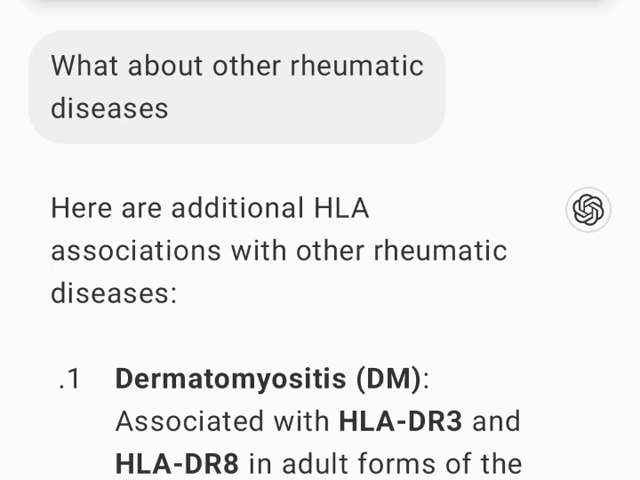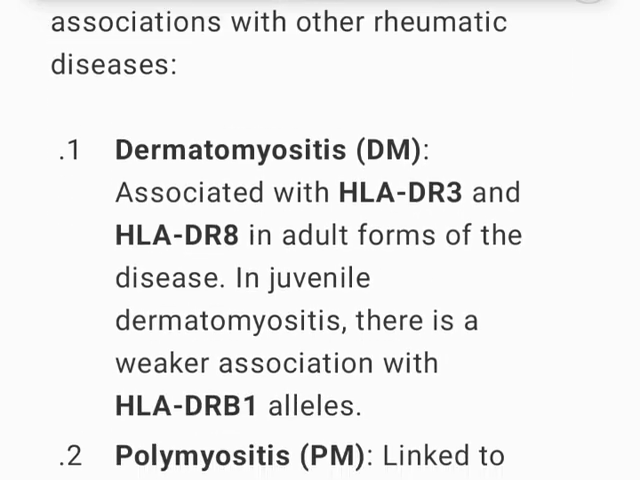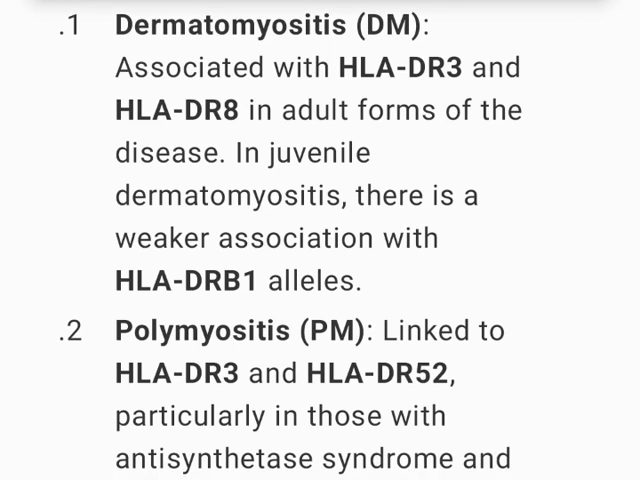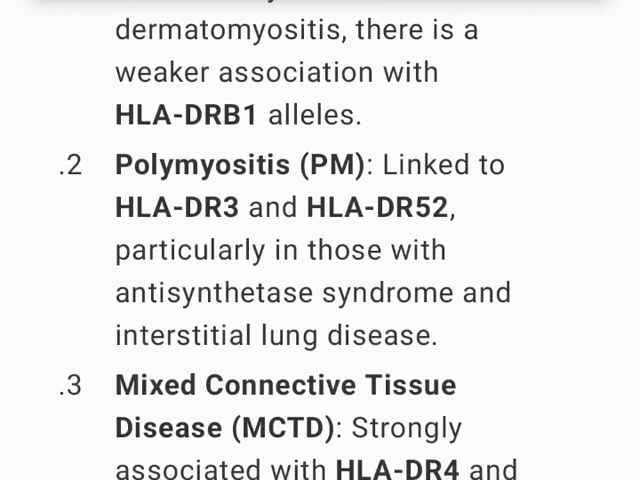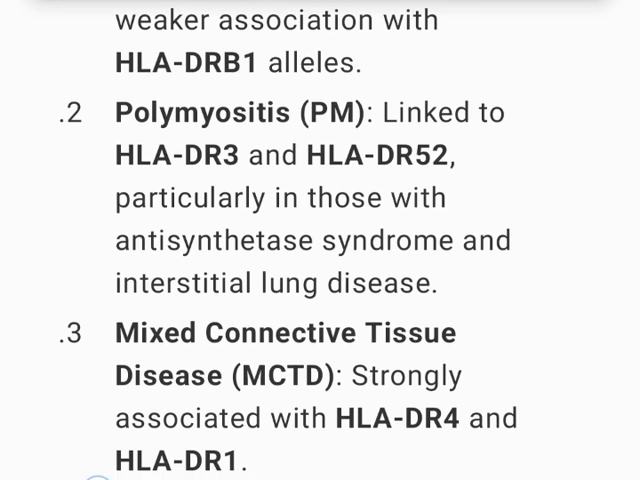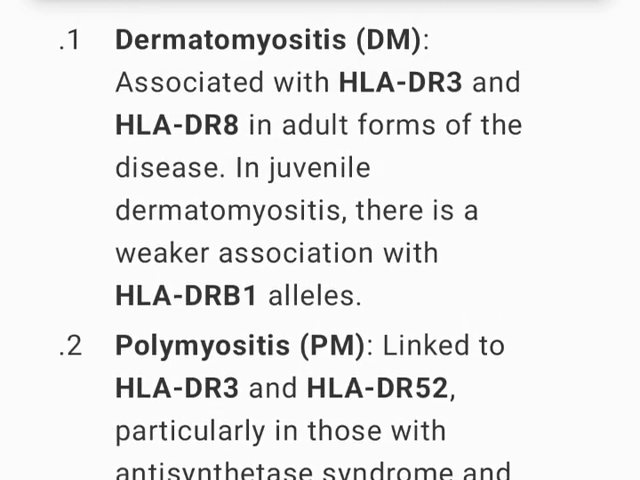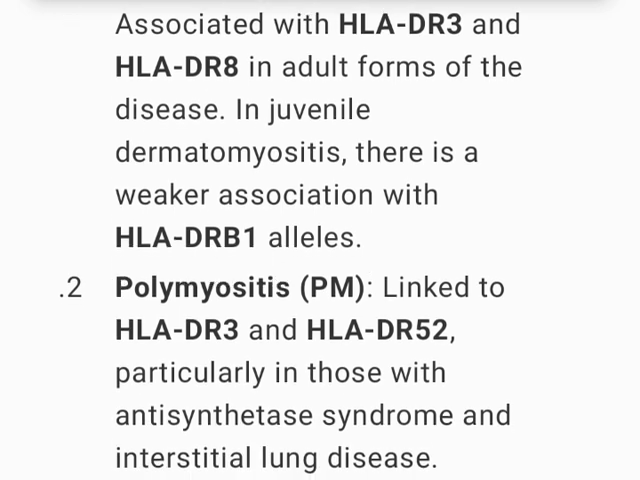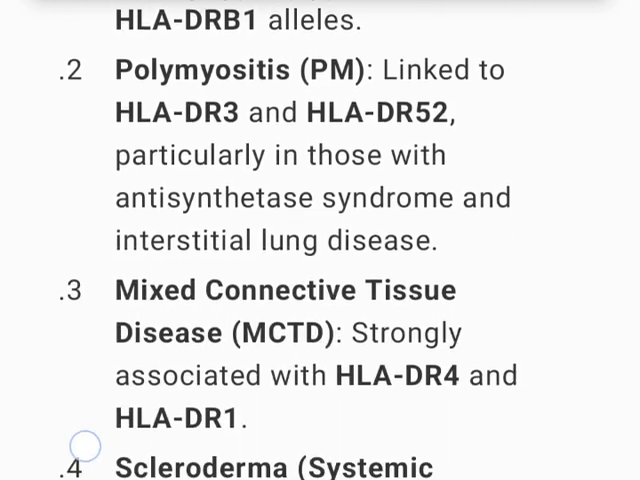Here are additional HLA associations with other rheumatic diseases. 10. Dermatomyositis, DM, associated with HLA-DR3 and HLA-DR8 in adult forms of the disease. In juvenile dermatomyositis, there is a weaker association with HLA-DRB1 alleles. 11. Polymyositis, PM, linked to HLA-DR3 and HLA-DR52, particularly in those with antisynthetase syndrome and interstitial lung disease.